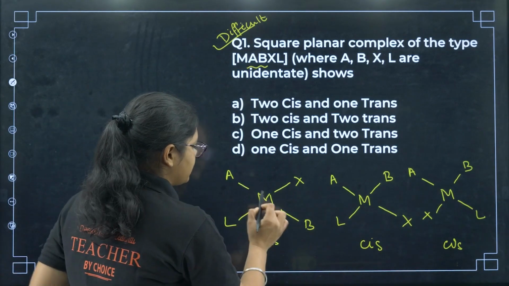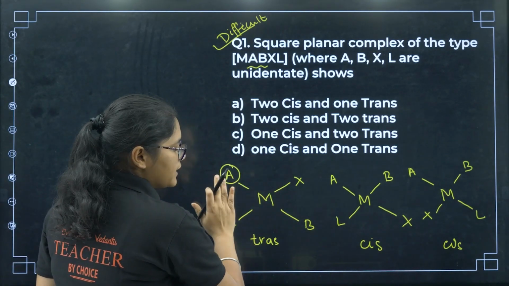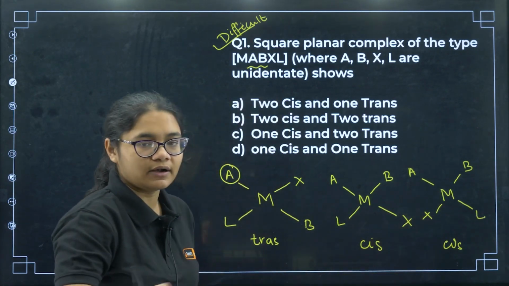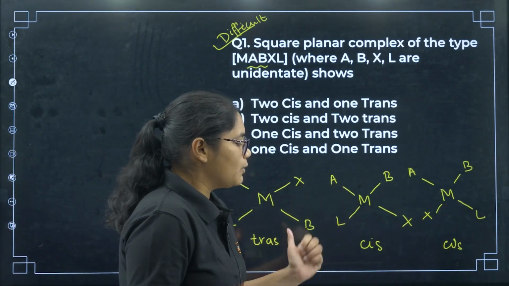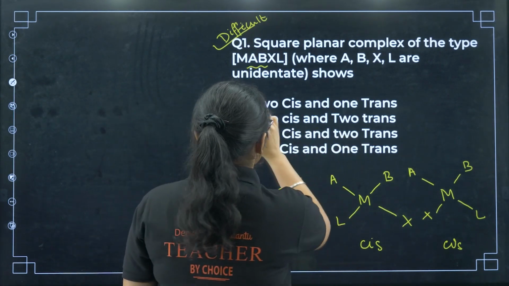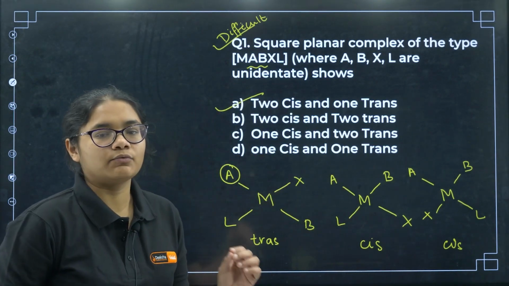Basically, you have to fix 1 ligand and keep each of the other 3 ligands opposite to A one time. So you will get 1 trans and 2 cis. That is why the correct answer here will be option A, 2 cis and 1 trans.